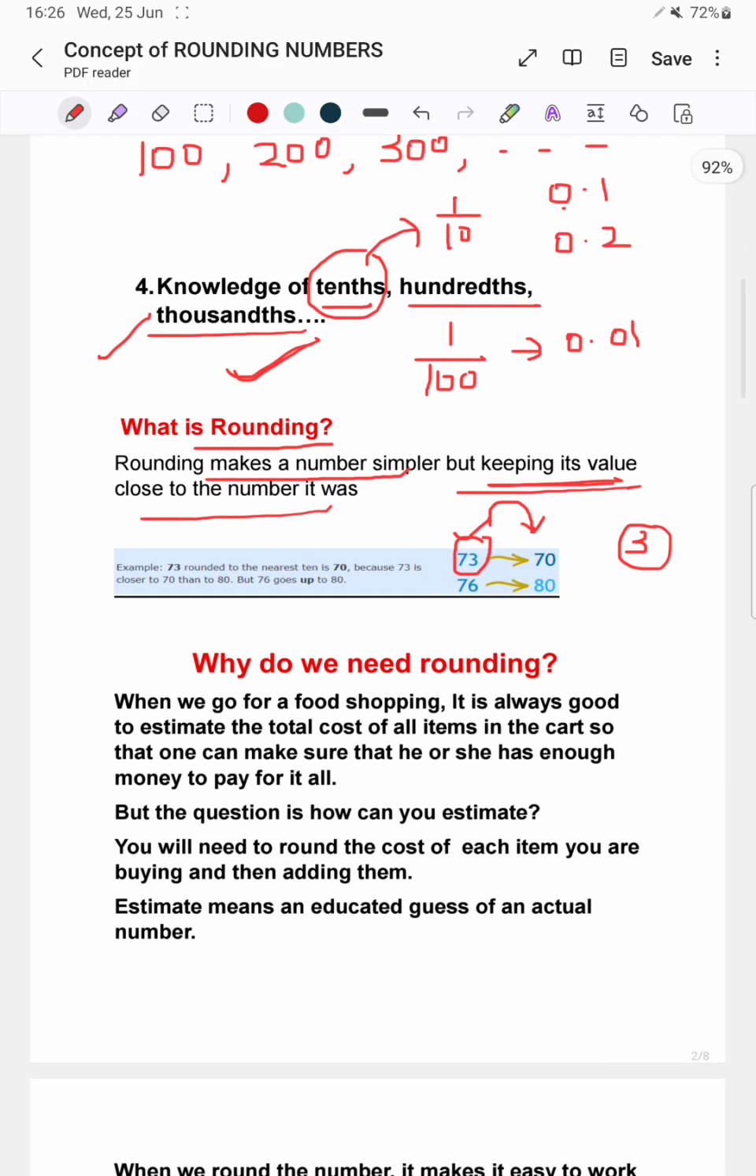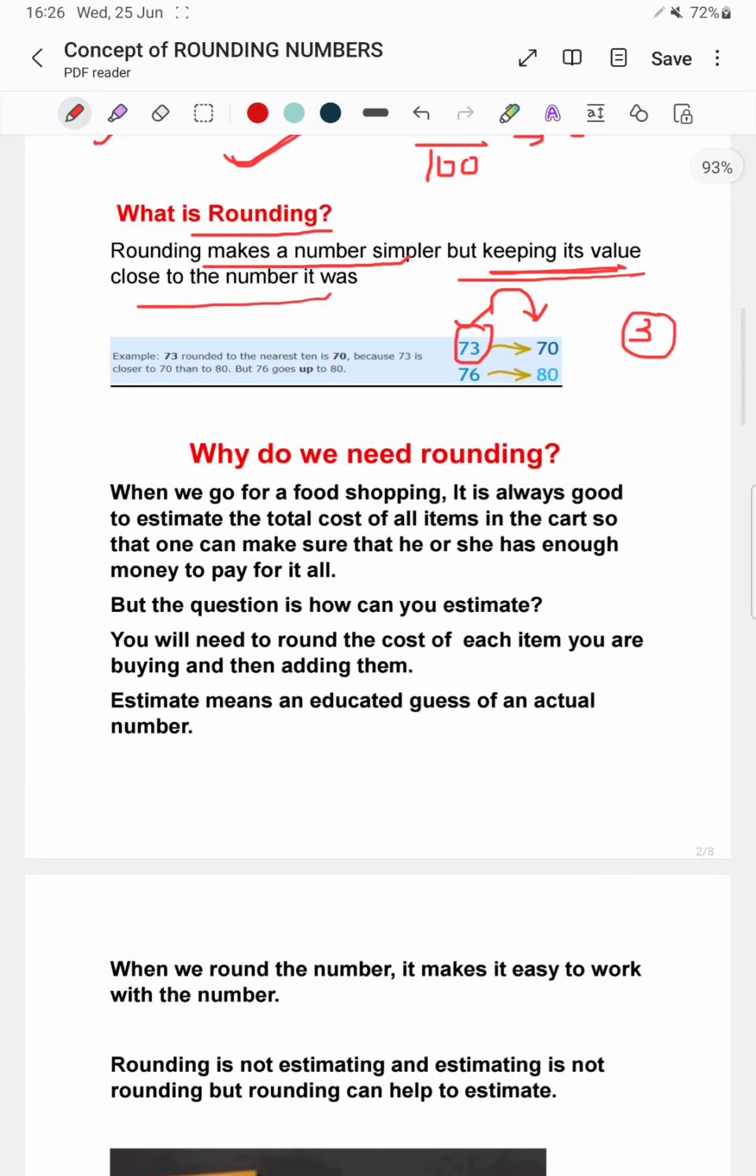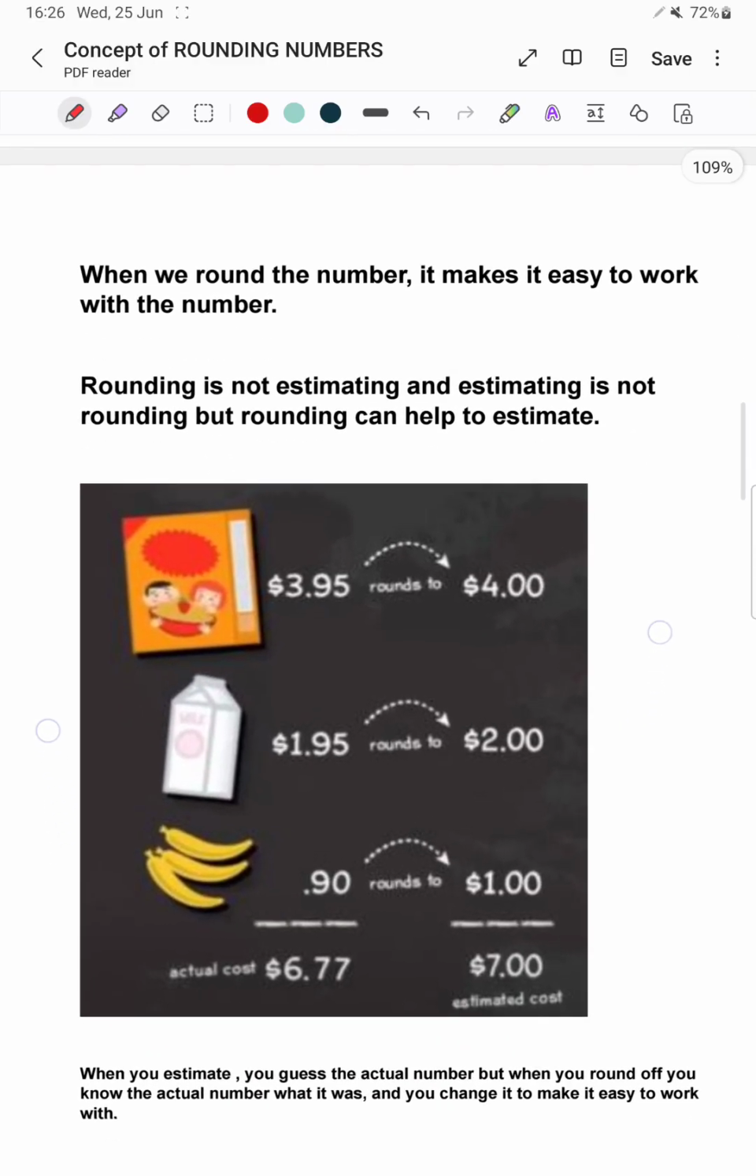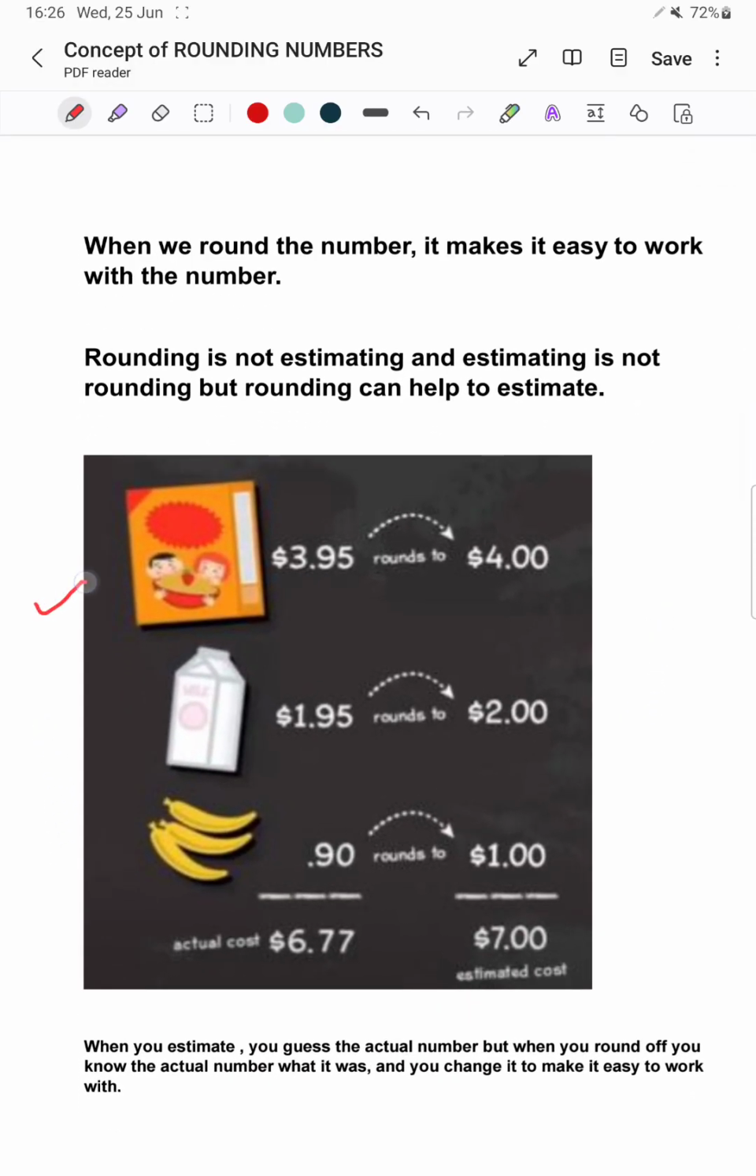Now the second thing comes, why do we need rounding? We understand it in this way. For example, I am going to buy a few items, and I bought 3 items, and I just want to make sure if I have enough money with me to buy these items. The first item's cost is $3.95. The second item's cost is $1.95, and the third item's cost is $0.90. All of these are decimal numbers. This is money, and money mainly deals in decimal numbers.